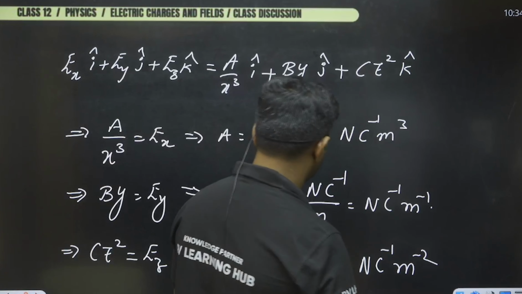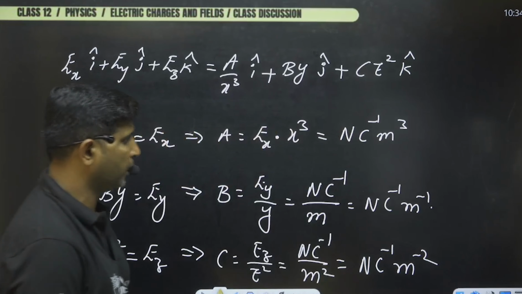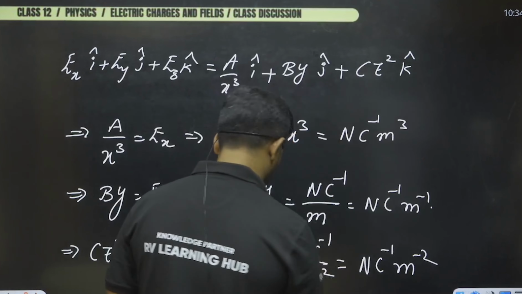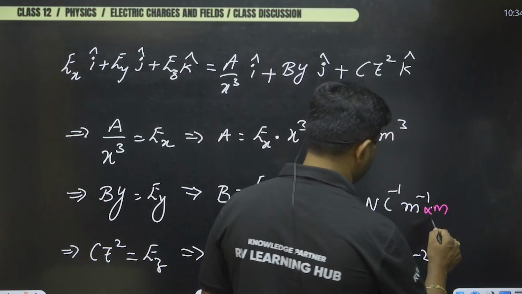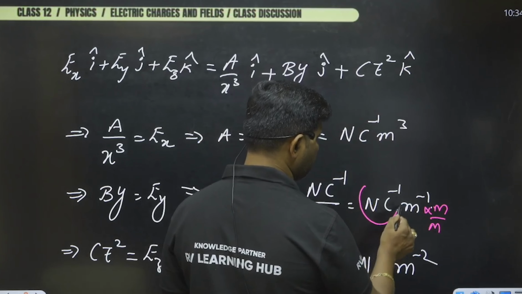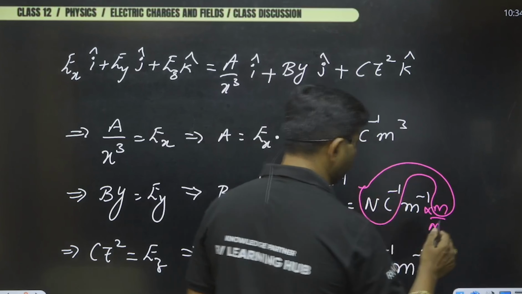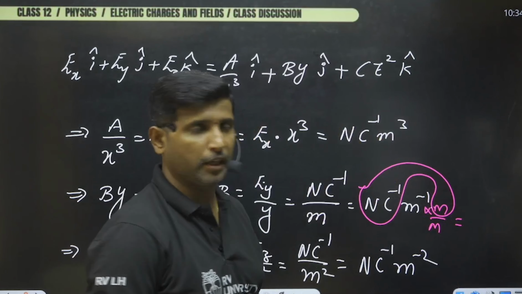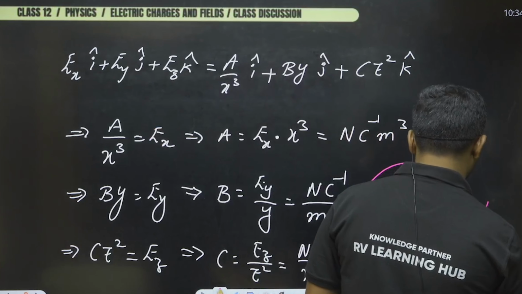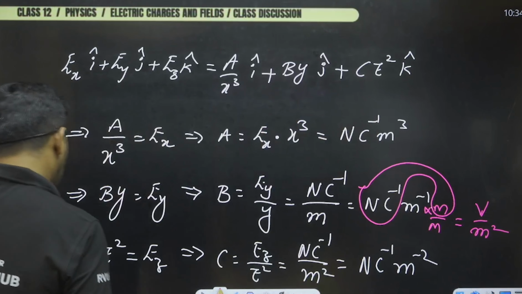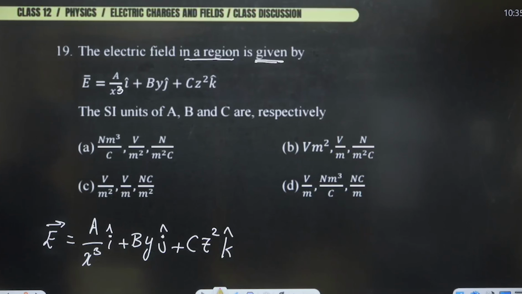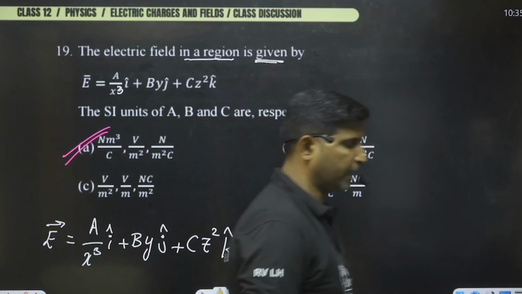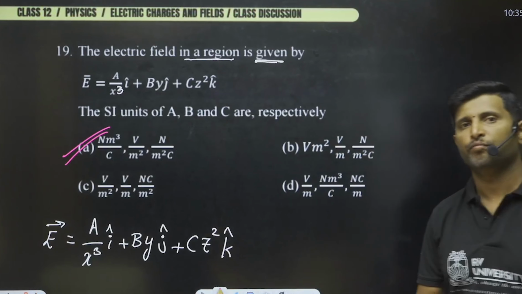Observe this. Newton per coulomb is the electric field. If I multiply and divide it by meter, then observe this, Newton per coulomb into meter will give you the potential difference, which is nothing but volt per meter square. In the same manner, Newton meter square. So we can go with option A as the right answer. Here option A is the right answer. I hope you got it. How can you simplify this?